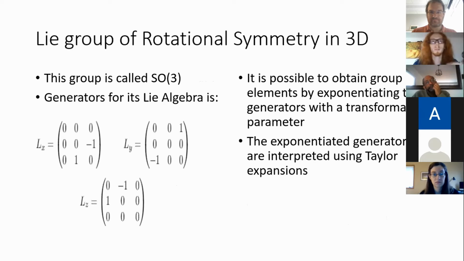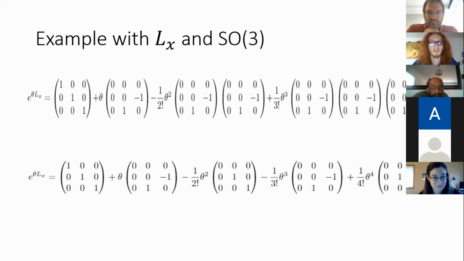An example of a Lie group would be the rotational symmetry that we just discussed for a sphere in 3 dimensions. This group is called SO(3), or special orthogonal in 3 dimensions, and the generators for its Lie algebra are pictured here at the bottom left. Importantly, it's possible to obtain the group elements of this group by exponentiating these generators. And it might be a little weird to think, well, exponentiating matrices, what does that mean? Well, it's better to interpret these using Taylor expansions.